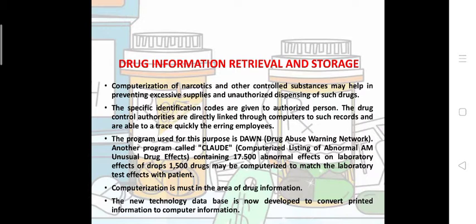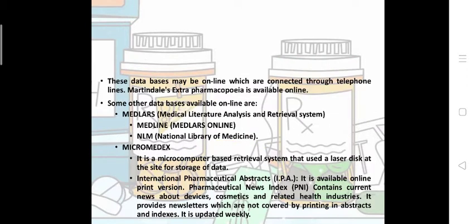Okay, so these are all the computer related program information which allow us to gain the necessary information. Then on other line we have Medline, we have National Library of Medicine, we have Medlars, medical literature analysis of retrieval system, and last but not least in a ऑनलाइन ऑफलाइन मोड वी हैव मार्टिनडाइल्स एक्स्ट्रा फार्माकोपिया.